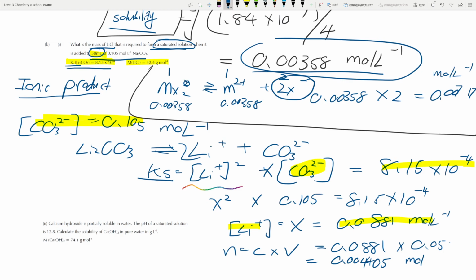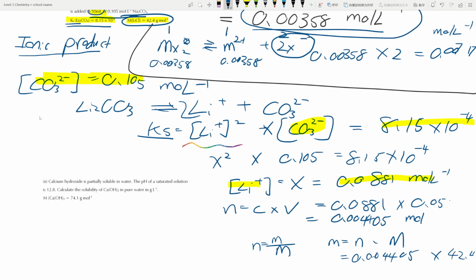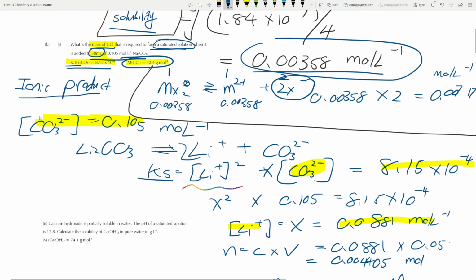So you now know the moles, you know the molar mass. What is the question trying to ask you? The question is trying to ask you what is the mass of lithium chloride that is required to reach this particular saturation point. So what do we do here? This just means n equals small m divided by big M, which means small m equals n times big M. So it's just going to be 0.00405 times 42.4, and then you get 0.187 grams.